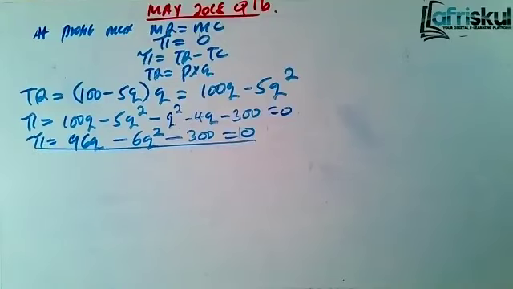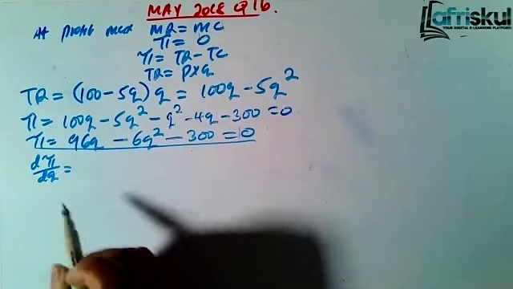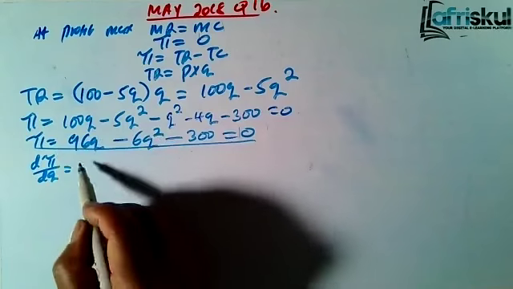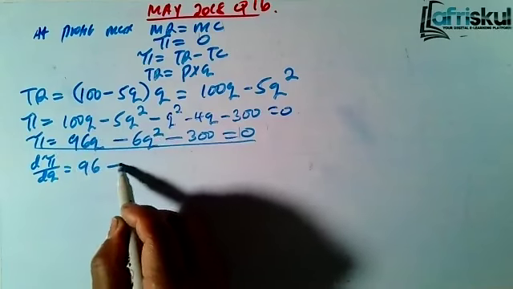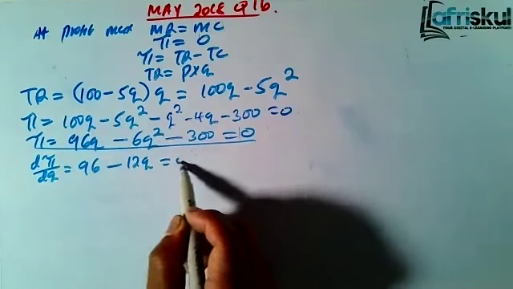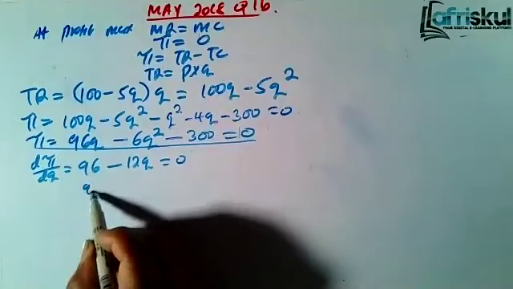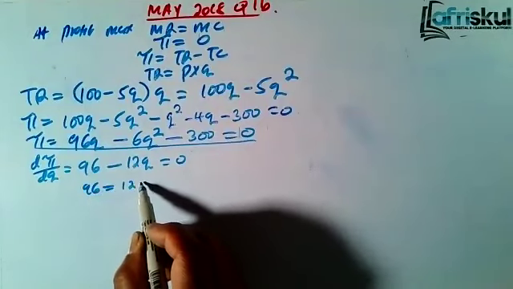But they said maximum. When you hear maximum, you have to differentiate. So differentiate profit with respect to quantity. So how much will it be? That one will be 96 minus 2 times 6, you get 12Q is equal to 0. Take this to the other side. So to get Q, it will be 96 is equal to 12Q.